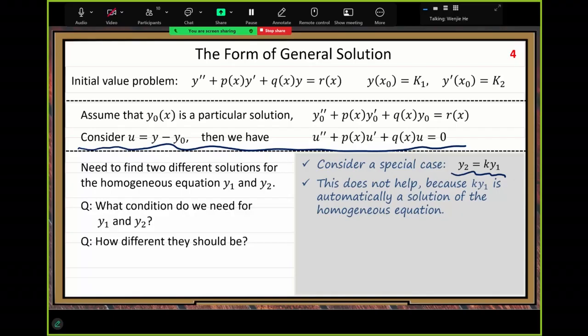We just use y1 as a representative. All those K times y1 can be represented by a single y1. That's good enough. Let us take a 10-minute break. Before the break time, we should not start some important concept. After you come back from the break, we will study the linear independence concept. That is an important concept.